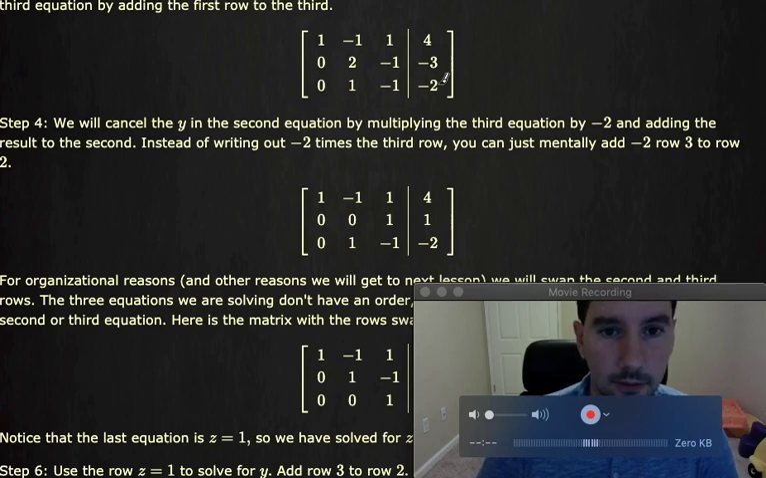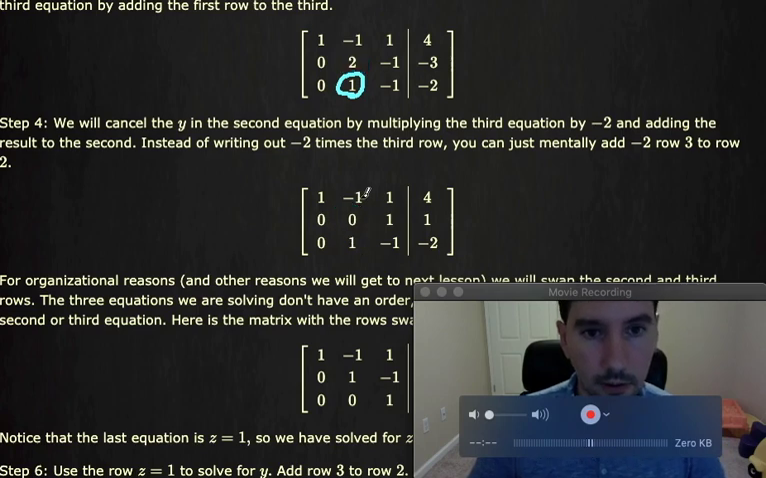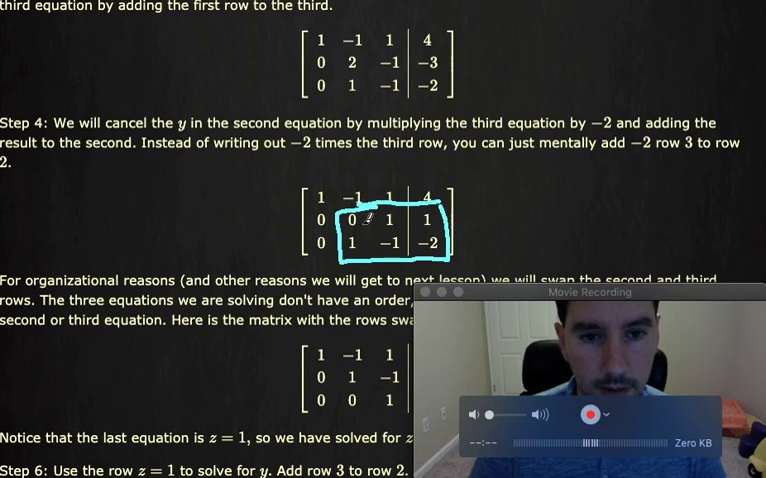So let's take negative 2 times row 3. That would be 1 times negative 2 is negative 2, plus positive 2 gives us 0. So that's how this becomes a 0. And then negative 2 times negative 1 is positive 2. Positive 2 plus minus 1 is positive 1. So we get positive 1. And then negative 2 times negative 2 is positive 4. 4 plus minus 3 is just a positive 1. So we get positive 1. Okay, so now we have these two equations, and we've eliminated the y from the second equation.